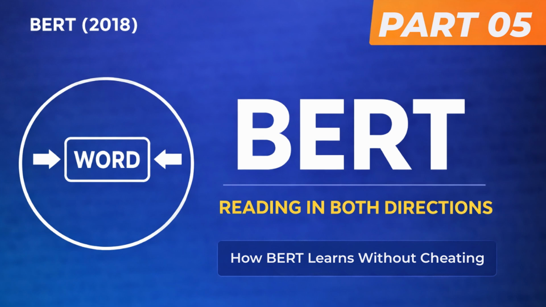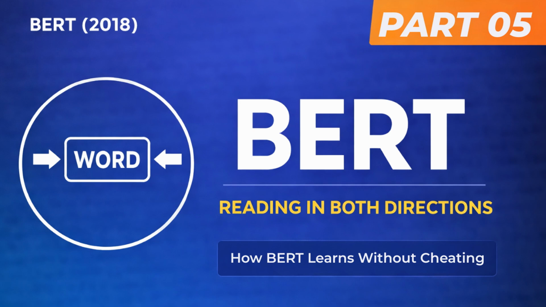The NSP setup is essentially a controlled 50-50 problem. For each pre-training example, sentence A is sampled from the corpus. Then sentence B is constructed in one of two ways. Half the time, B is the actual sentence that follows A in the original document. This is labeled isNext. The other half of the time, B is a random sentence sampled from elsewhere in the corpus. This is labeled notNext.